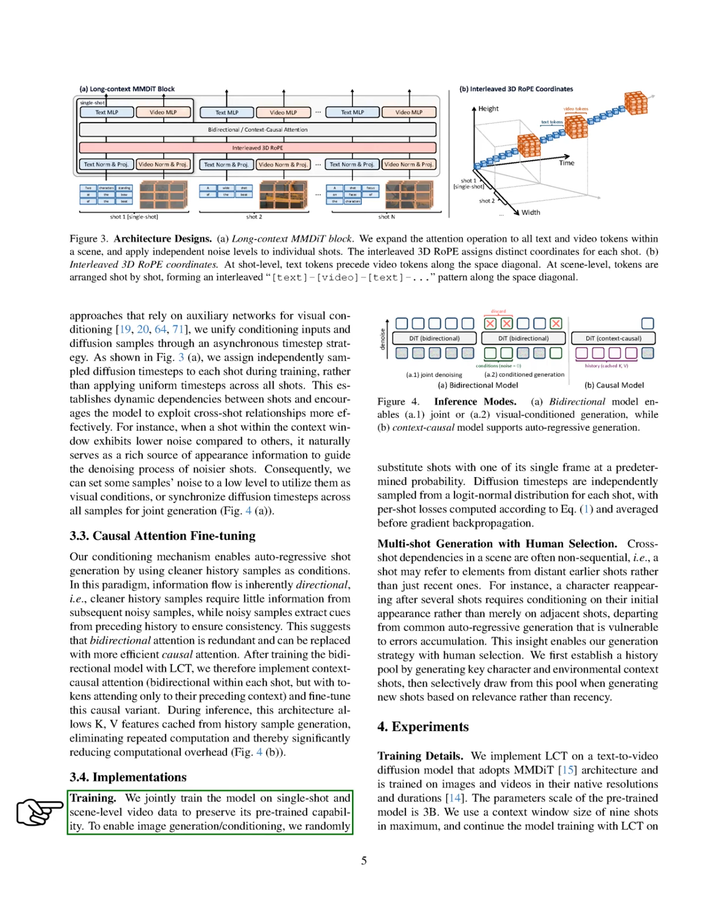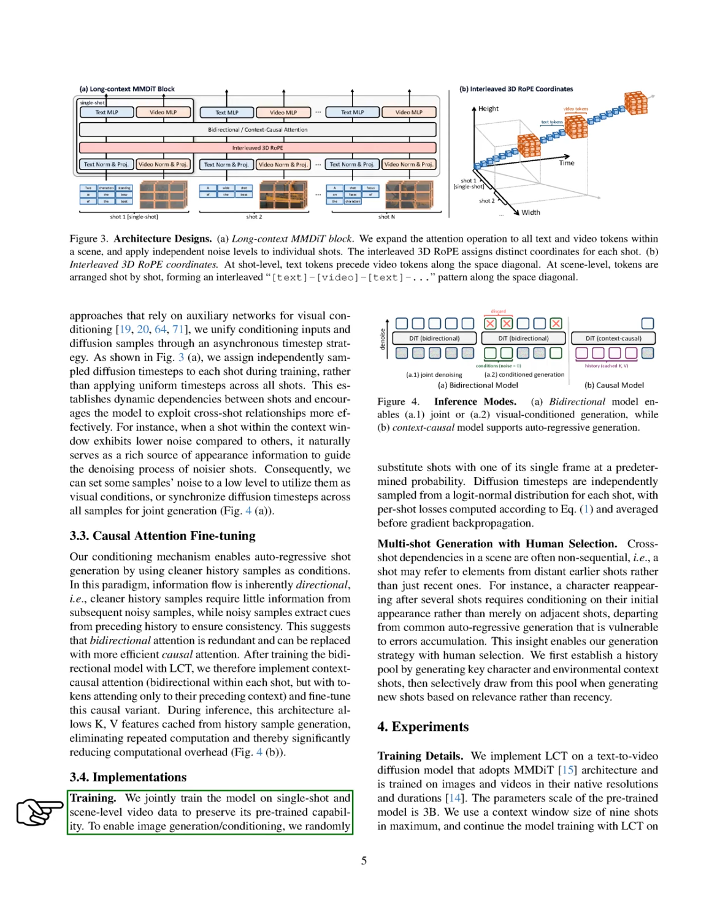For training, we jointly train the model on both single-shot and scene-level video data to maintain its pre-trained capabilities. We randomly replace shots with single frames at a set probability and sample diffusion time steps independently for each shot. We compute losses per shot and average them before backpropagation.